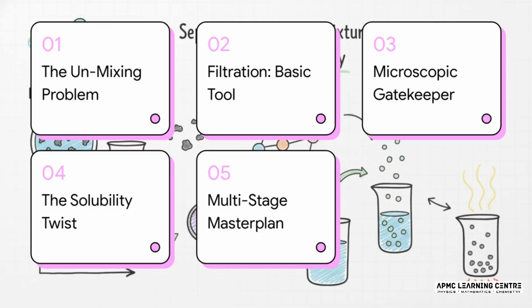So here's our game plan. First, we'll look at the unmixing problem itself. Then, we'll introduce our main tool for the job, filtration, and see what's happening at the microscopic level. After that, we'll add a clever little twist with something called solubility, and then put it all together in a master plan to separate a really complex mixture.